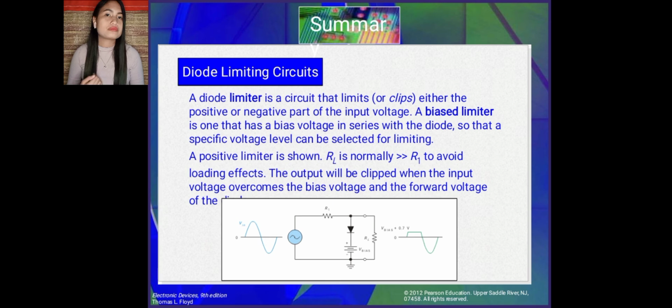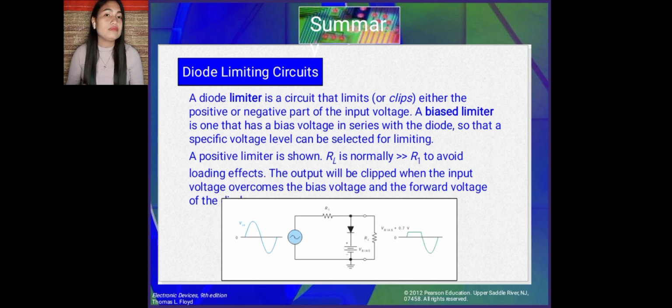So, as the voltage goes positive, the diode becomes forward biased and it conducts current. So, in limiting the positive alternation, the diode is forward biased during the positive alternation or above 0.7 volts and reverse biased during the negative alternation.